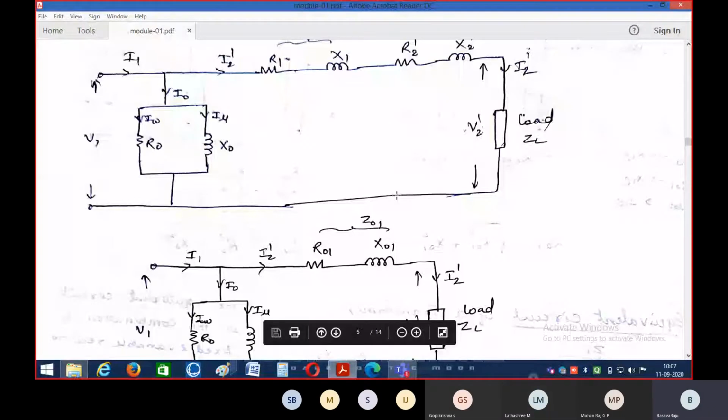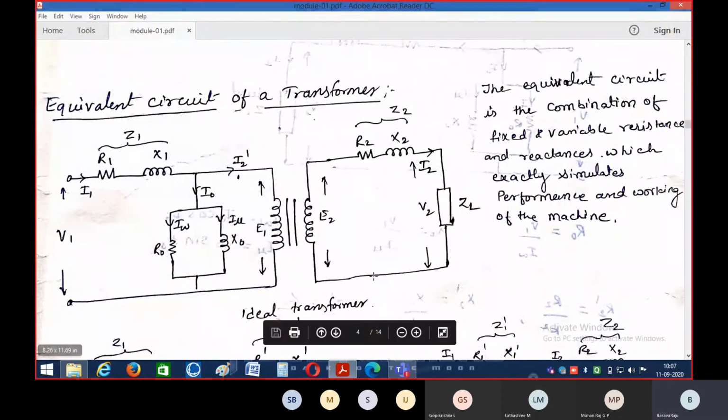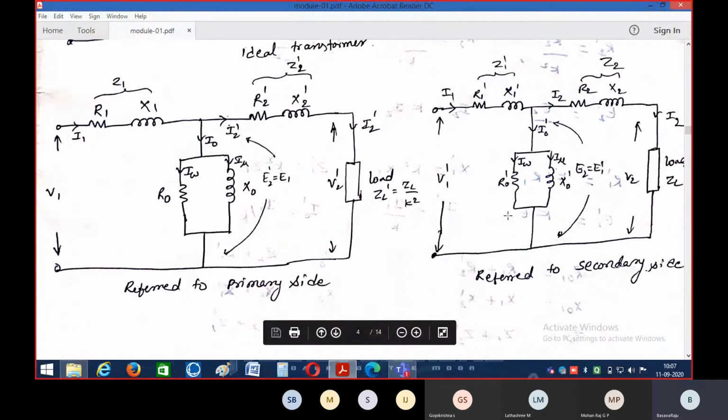Equivalent circuit of the transformer that we have discussed, right? So that is how we will develop the equivalent circuit of the transformer. Similarly, if I want to develop the equivalent circuit either with respect to the primary side or with respect to the secondary side, how to shift one circuit's parameters to the other circuit, that we have discussed, right?